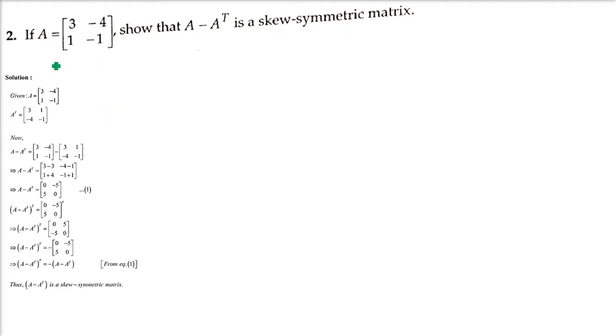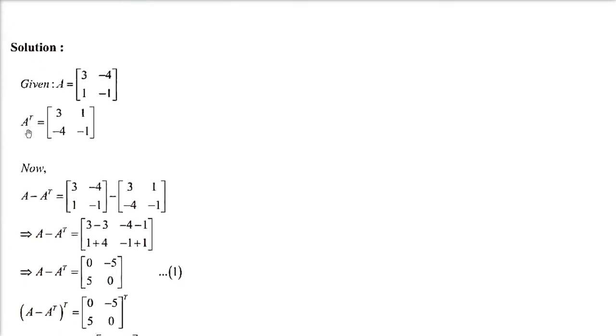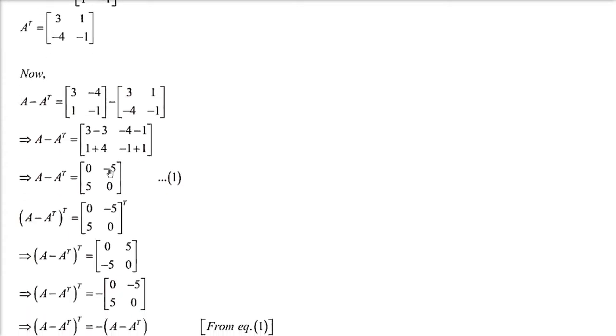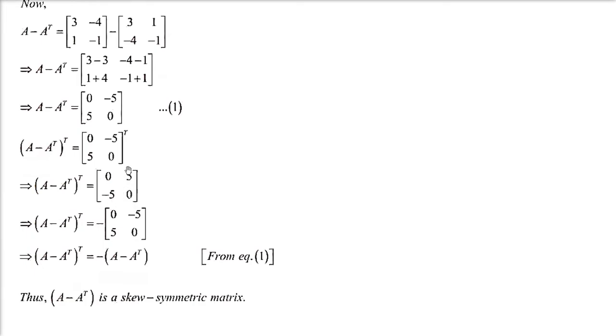For the next one, you have to do the same thing. I'll just give you an overview. This is A transpose, row to column. Now just subtract these two, A minus A transpose, and you will get this one. Then you take the transpose of this. 0 minus 5 will come here and minus 5 0 will come here. You just take the minus out of it, which means multiply negative 1 inside. So the matrix which comes is the negative of A minus A transpose.